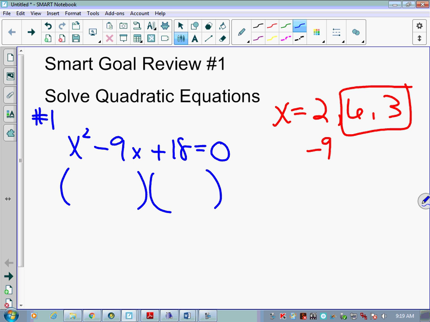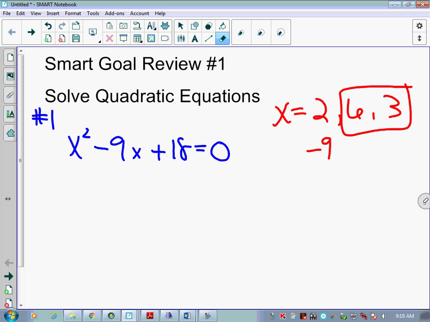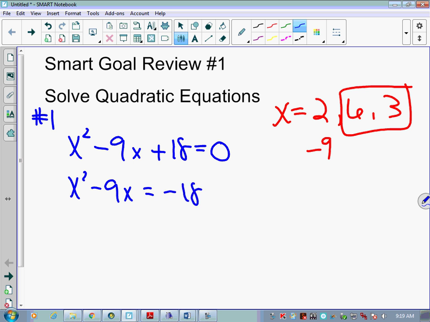Now what'd you do? Subtracted 18 from both sides. Okay, so I want to see this. You subtracted 18, so you got x squared minus 9x equals negative 18. Okay, then what'd you do? Divided by negative 9. Can't do that. Added negative 9 to the other side. Added negative 9x? Yeah. Did you add 9x or add negative 9x?